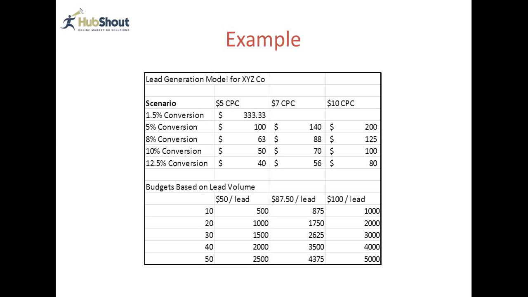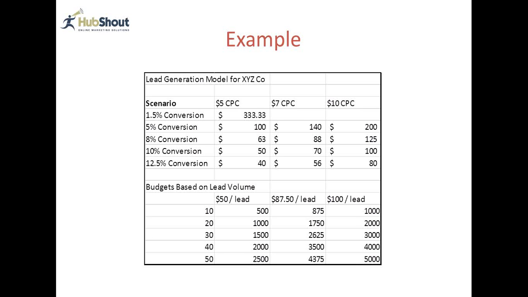So I guess the best case scenario on this list is that your website would convert at 12.5% and you had a $5 cost per click. That means you're getting $40 leads. So that is the first part of the scenario analysis here.